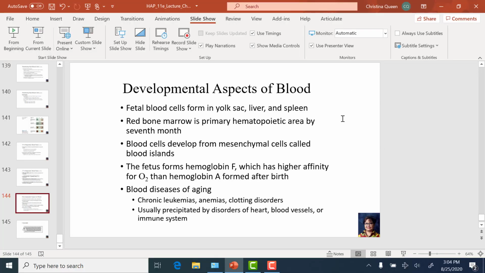That is now the end of our lecture on the blood. And we are going to continue after this with the heart.